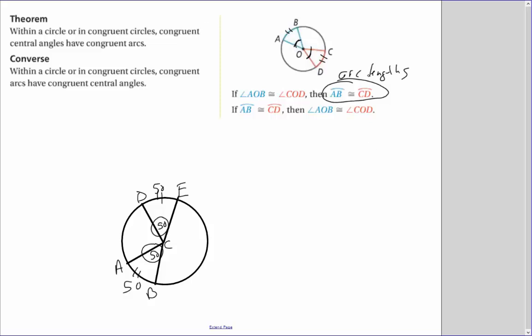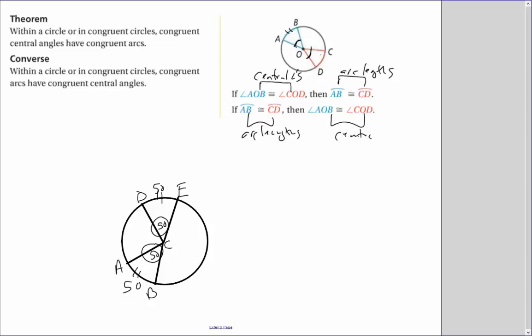So let's summarize here. I have two central angles, so these are the central angles. These are arc lengths. If central angles are equal or congruent, then the arc lengths are congruent. Or you can have, if your arc lengths are congruent, then your central angles are congruent.